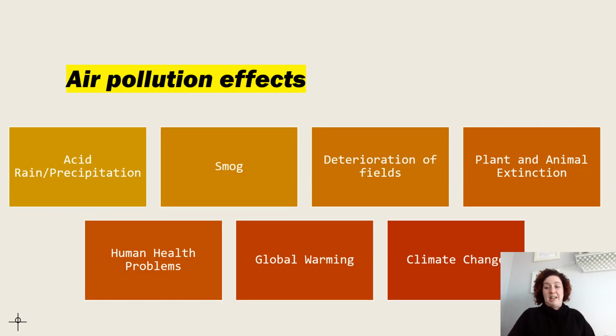Now, air pollution has a lot of possible effects on humans and our planet, such as acid rain or precipitation, smog, deterioration of fields, plant and animal extinctions, health problems for humans, global warming, and climate change. There's a lot that air pollution can do. Obviously, we need air and oxygen in our atmosphere in order to survive, because without taking in and out breaths, we wouldn't be able to live. Next to it, water pollution is very, very important, especially for human beings.